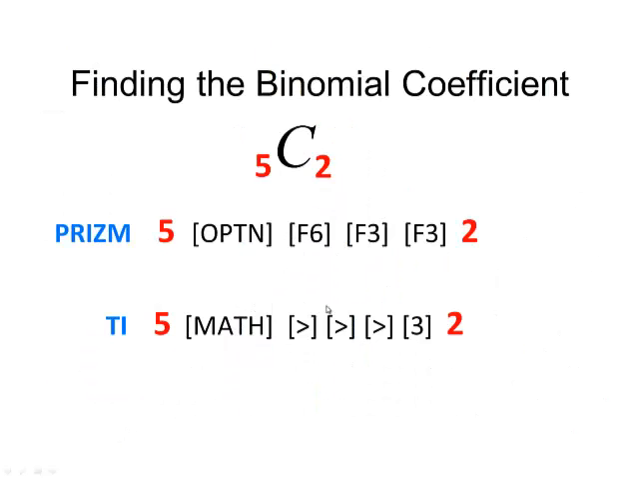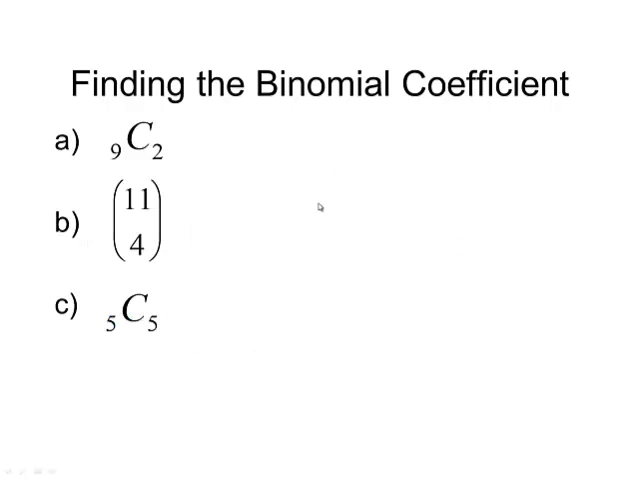On your calculator, on the TI, it's 5, math, arrow over 3, times 2, and then you're going to put the last number, 5C2. On the Prism, you go 5, option, F6, F3, and then your 2. So these are different ways you're going to see the same thing. The binomial coefficient can be written this way, this way, or this way. 9 things, choose 2. That would be 36. 11, choose 4. It's 330.